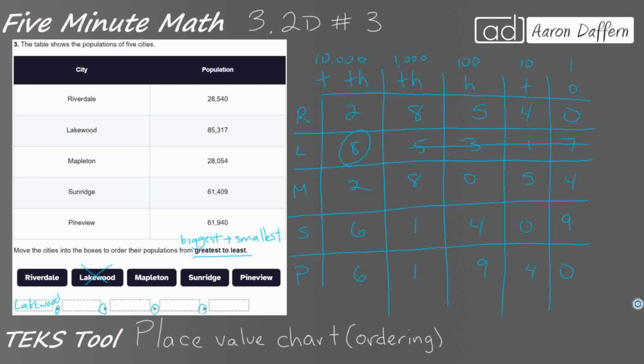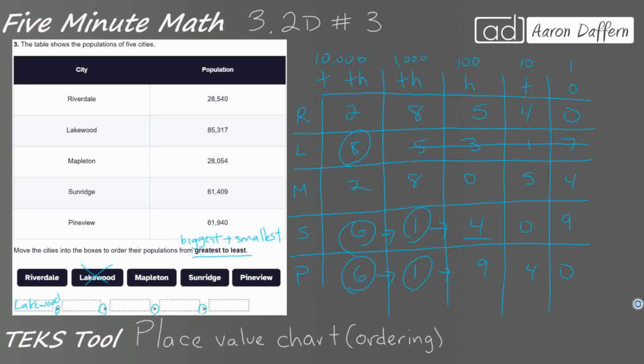Now I'm going to look for my next biggest number. I've got 20,000 and then 60,000. Okay, so it's not going to be Riverdale or Mapleton. It's going to be the 60,000s. So they're the same. I have to go next door. Okay, 1,000. They're both 61,000. I have to keep going.